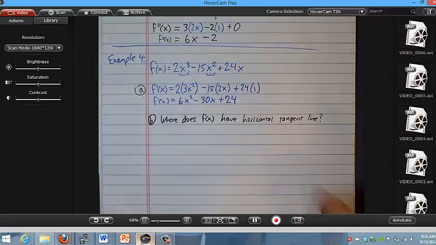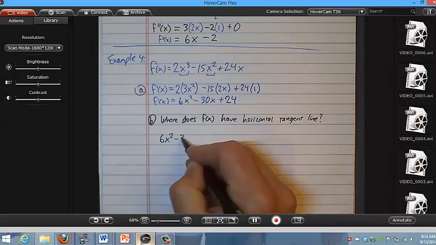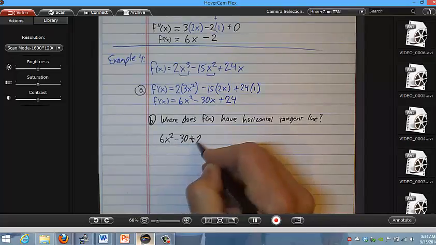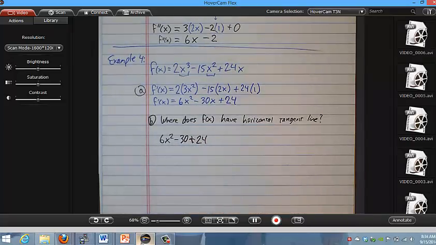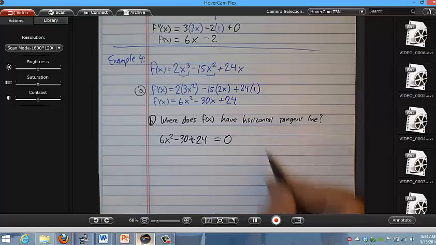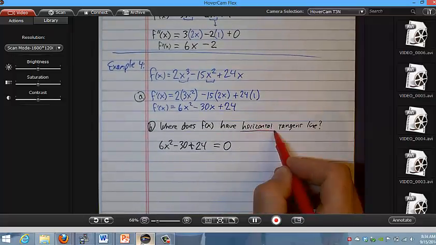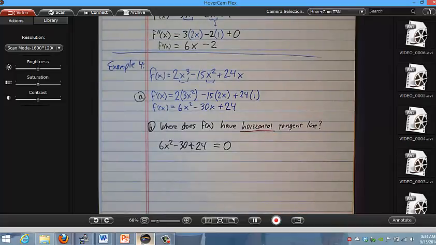So I can take 6x squared minus 30x plus 24. That'll give me the slope of any tangent line. And what I do is I set it equal to 0, because I want the tangent line slope to be horizontal. Does that make sense? Now you're just solving an algebra equation, right? This is exactly what my algebra class is doing this week on their test. They have to solve these.